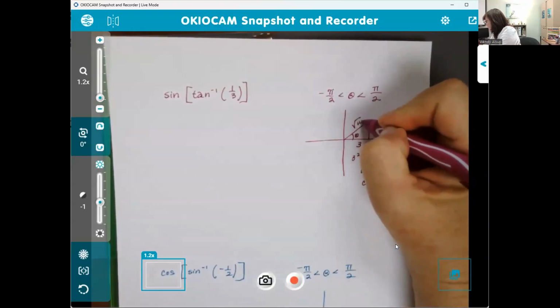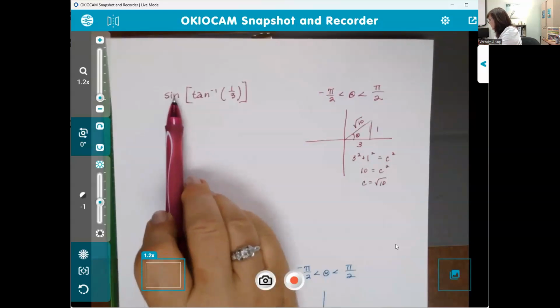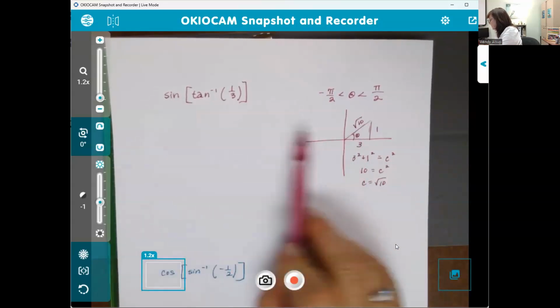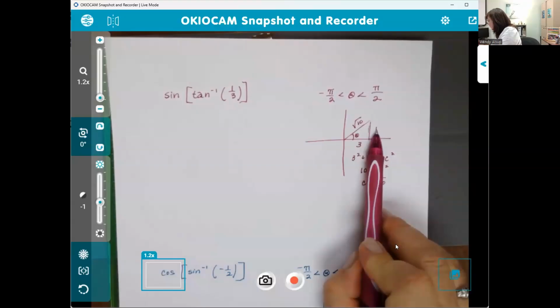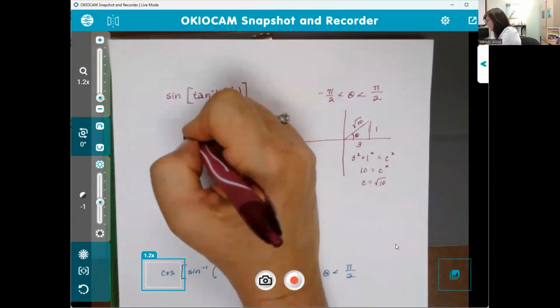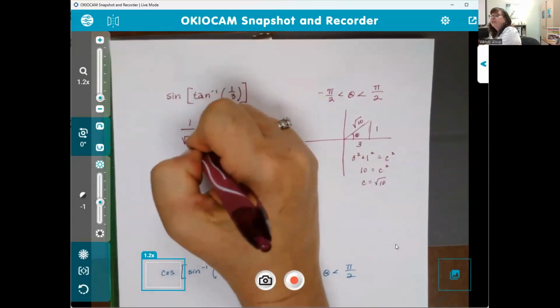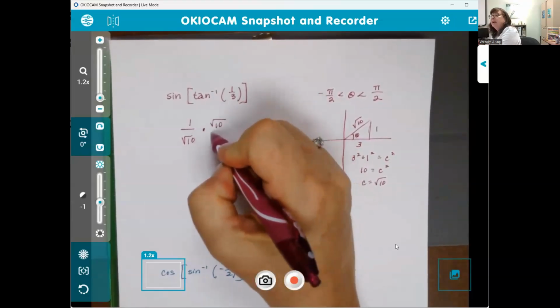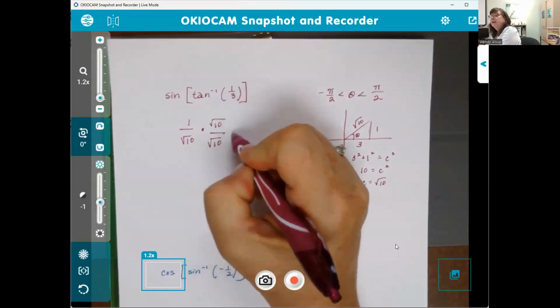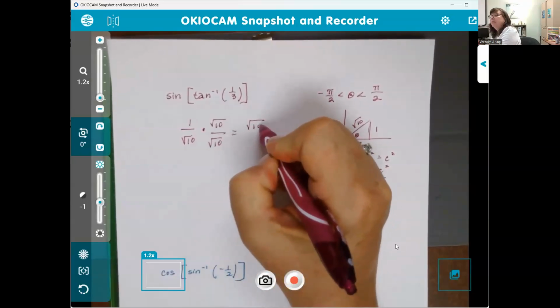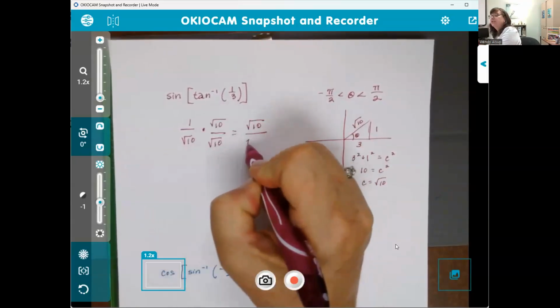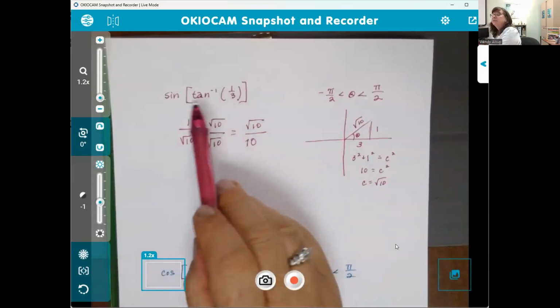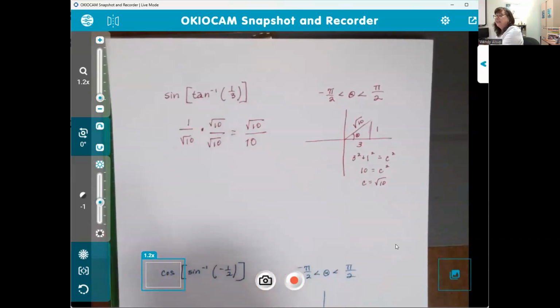Now if I want to find the sine of that theta, the sine is the opposite over the hypotenuse. So 1 over root 10, which I will rationalize, multiplying the top and the bottom by root 10. I get root 10 up top over the root of 100, which is 10 in the bottom. So the sine of the inverse tangent of 1/3 is root 10 over 10.